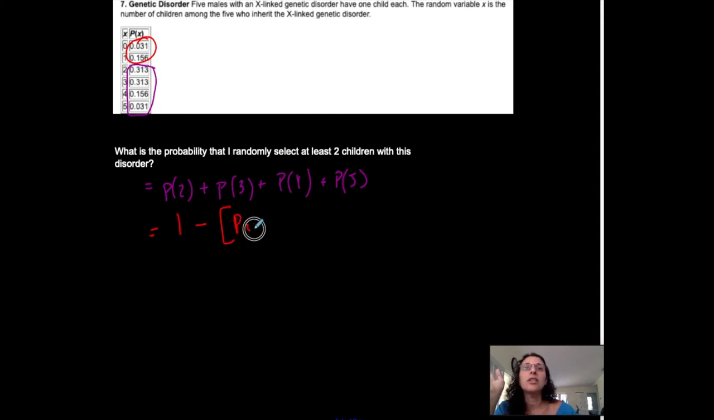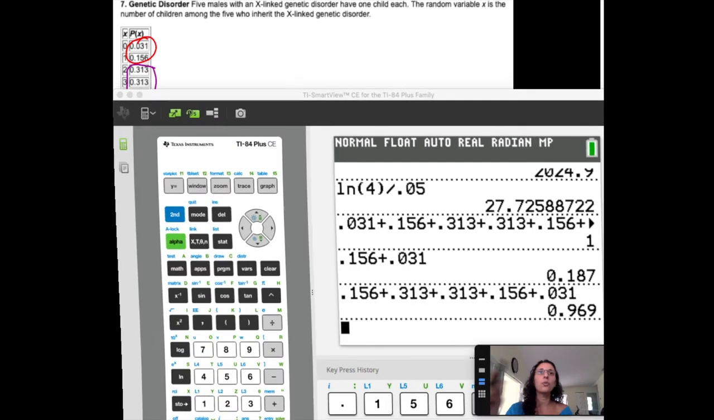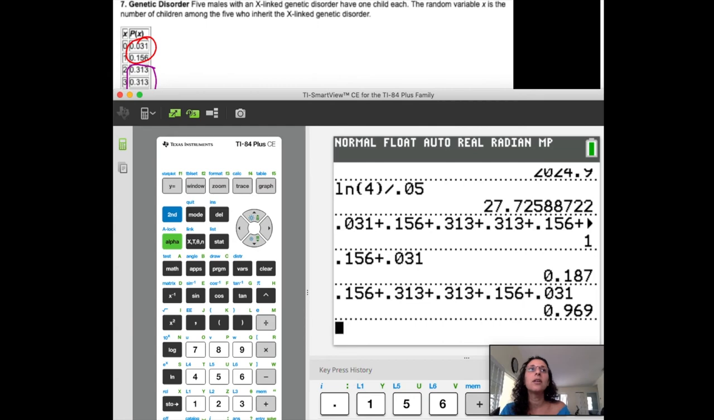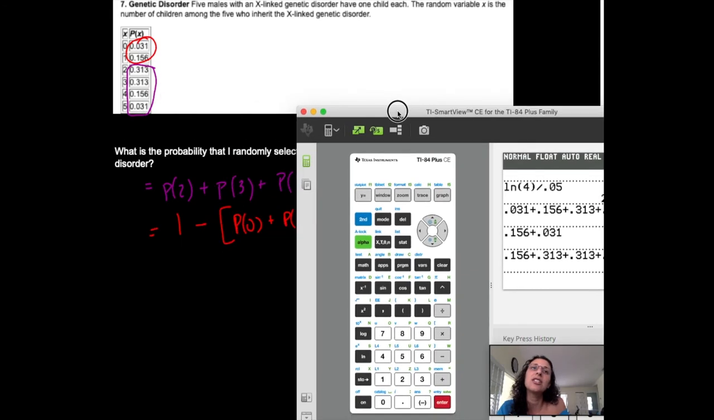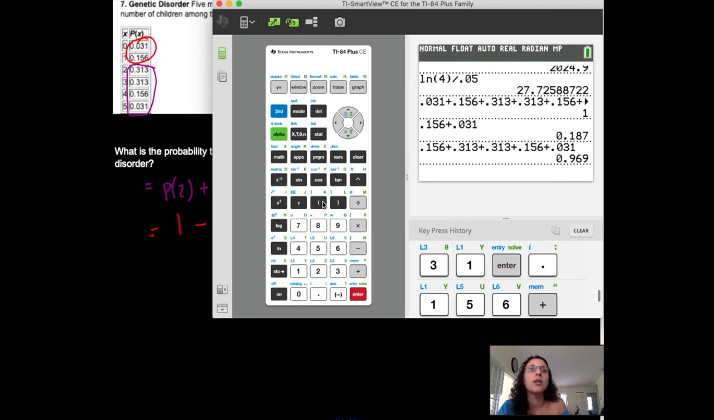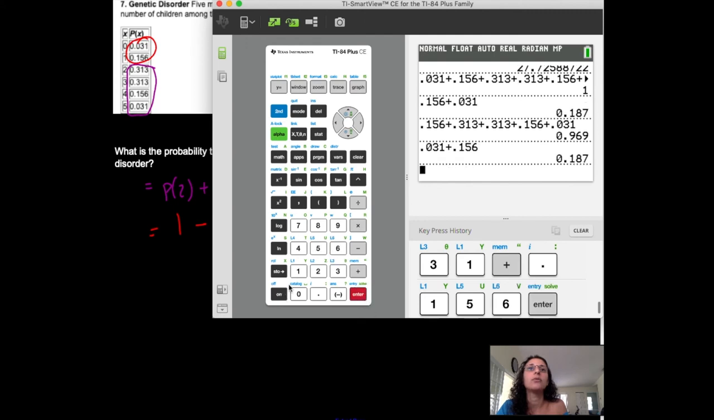The probability of 0 plus the probability of 1. It is easier to add those two together, 0.031 plus 0.156, and then take that value and subtract it from 1, rather than adding each of these: 1, 2, 3, 4. So if I had to calculate these values, instead of calculating 4 of them, I'm only calculating 2. Which one's easier? Calculating 2 of them. 0.031 plus 0.156, and then subtract that from 1. What do you guys get?